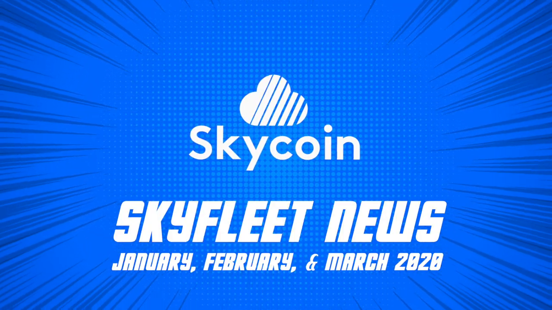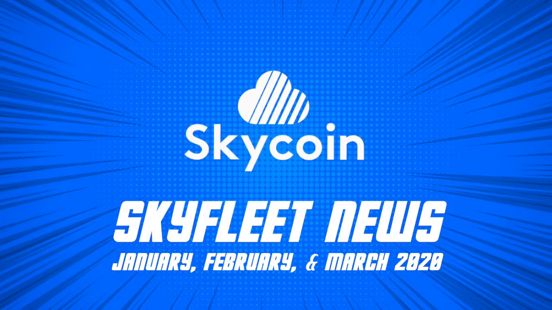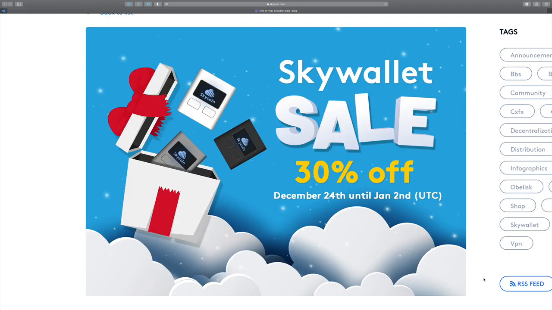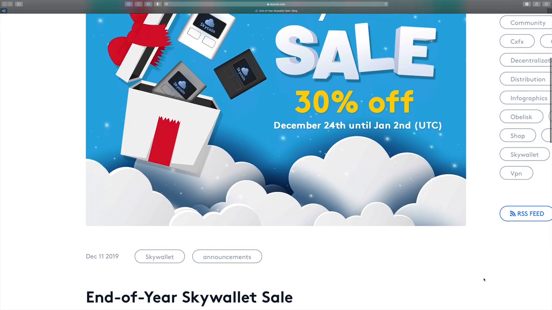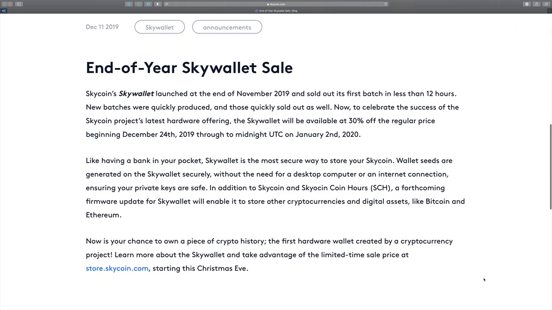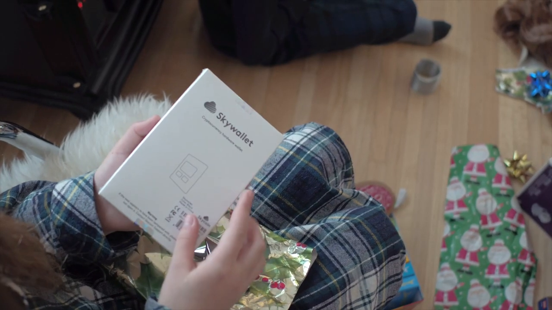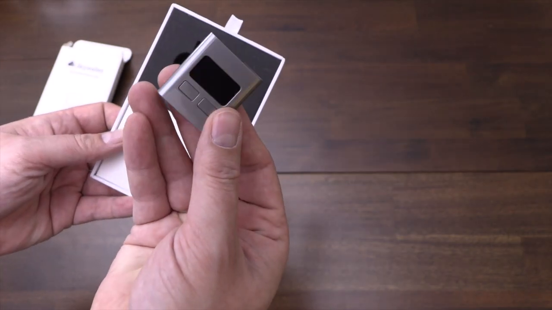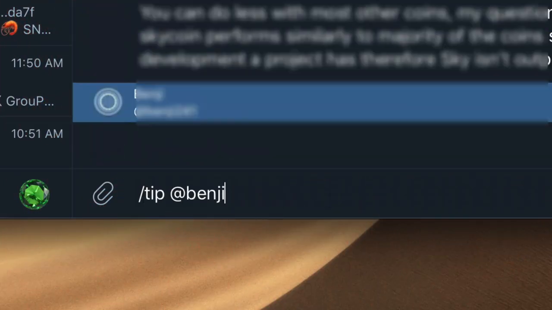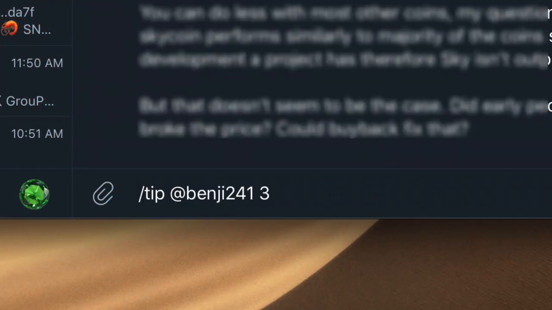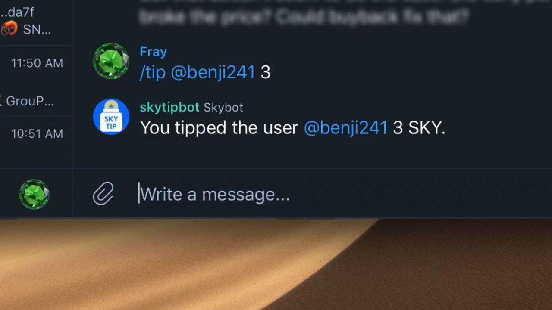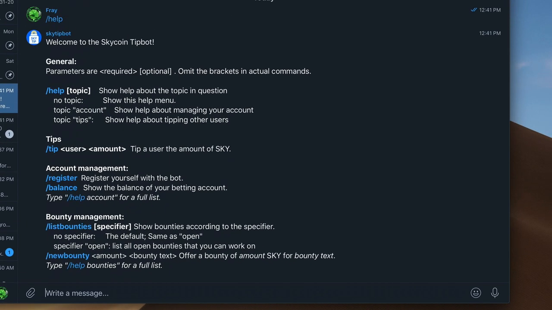This is Skyfleet News for January, February, and March 2020. 2019 ended with a huge holiday sale on Skycoin's popular hardware wallet, the Sky Wallet, which had launched with great success a month earlier. January saw the launch of the Sky Tip Bot in the Skycoin Telegram community, a tool that allowed members of Skyfleet to easily tip one another using Skycoin.